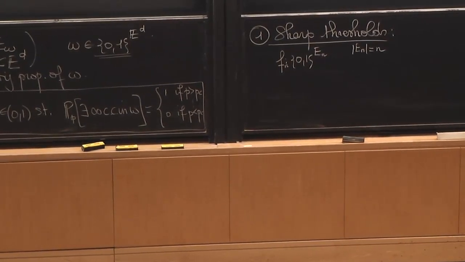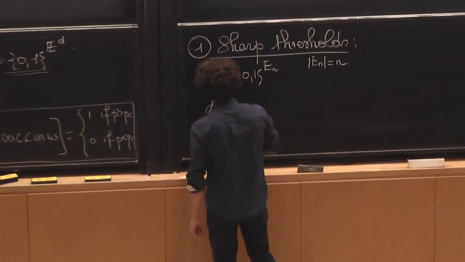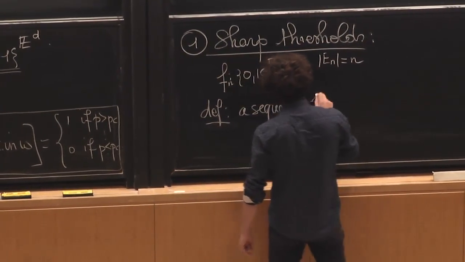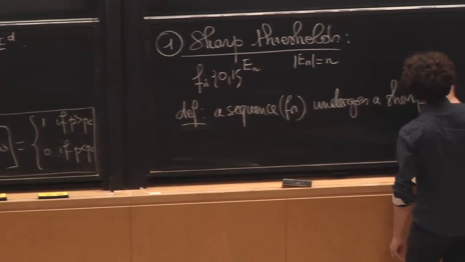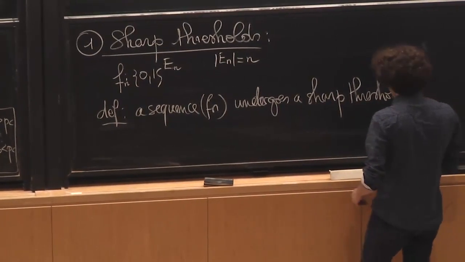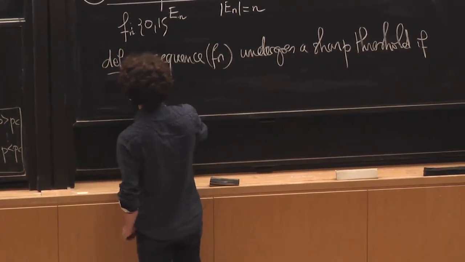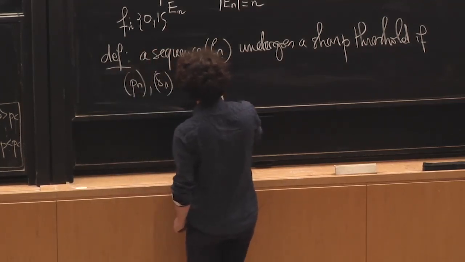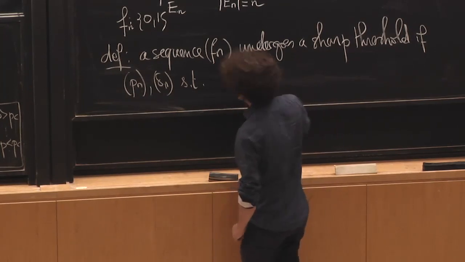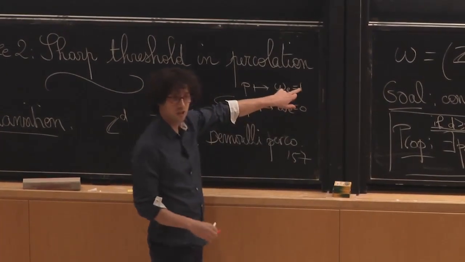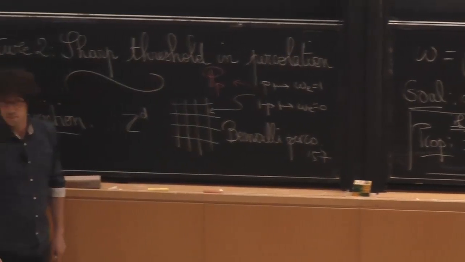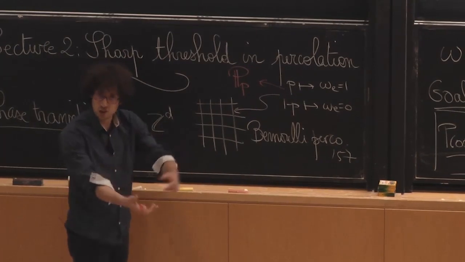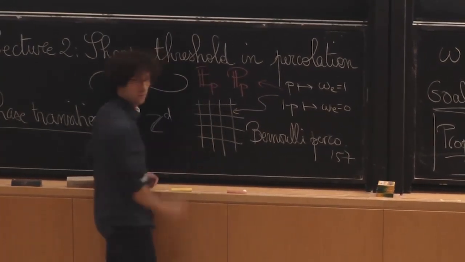So I'm going to say that a sequence of functions, so definition, a sequence f_n undergoes a sharp threshold if the following occurs. I want the existence of two sequences, p_n and delta_n, such that when I look at the expectation... I should maybe have told you, this measure here, which consists in saying omega_e is equal to 1 with probability p and to 0 with probability 1 minus p, I'm going to give it a name, P_p. And when I'm taking the expectation with respect to this measure, I will denote it with an E.